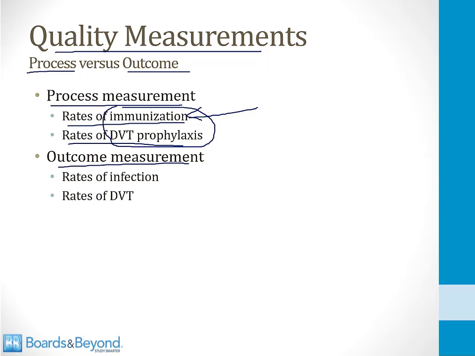Outcome measurements, on the other hand, are measuring things that actually matter to patients, rates of infections, rates of DVTs. These are outcomes of care that we want. Now, ideally, we would always measure the outcomes of care. So we would always measure things like infections or DVTs or death rates or something like that that's an outcome of care. However, if we only did that, we would miss all the different process steps that lead to that outcome. Because before you're going to eliminate infections or DVTs, you have to immunize people and you have to administer prophylaxis. So we want to measure the process steps that lead to the outcomes so that we can make sure we get the outcomes that we want.